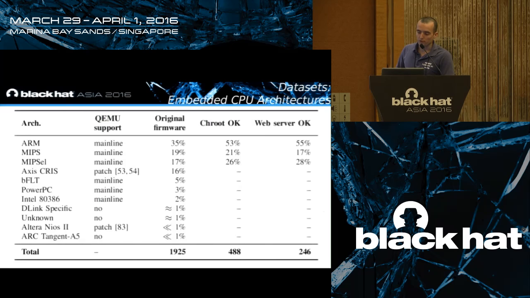In general, we also try to look at how many architectures are ARM and MIPS, and we see that ARM and MIPS are somehow close, 35% to 36%, and they share almost equally the chroot success and web server success rates. So they're kind of head-to-head. There are not extremely many differences. But we also see some other unusual architectures for some of them.